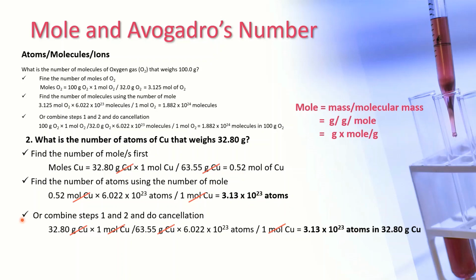You can combine steps 1 and 2 and do some cancellation. 32.80 gram copper times 1 mole copper over 63.55 gram copper times the Avogadro's number over a mole of copper. You cancel gram and you cancel mole. You're left with atoms. So the final answer is 3.13 times 10 to the power of 23 atoms in 32.80 gram copper.